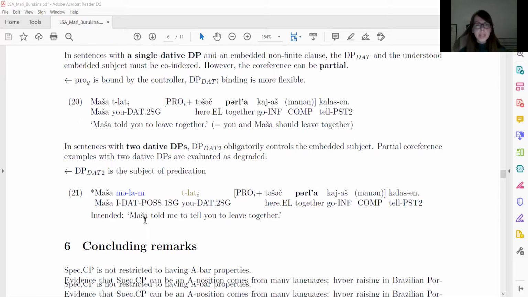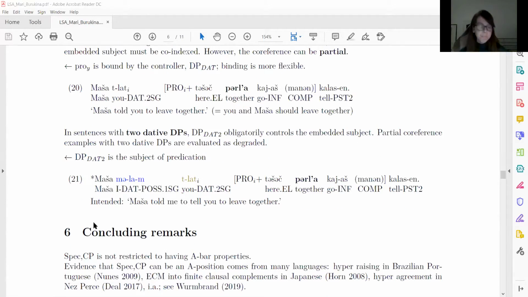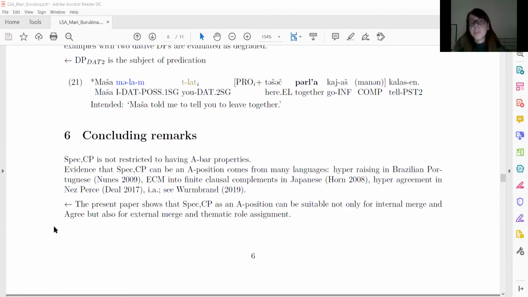So to summarize and to make some concluding remarks, hopefully I have demonstrated that spec CP first is not restricted to having the above properties. And what's even more important, this position can be suitable not only for internal merge, but also for external merge. So an argument can actually be base generated there, and it can be licensed thematically by the embedded C head itself. And in Mari, this can be done because of those particular properties of this complementizer monin. It is a semi-grammaticalized element, and it still retains some of its lexical properties.